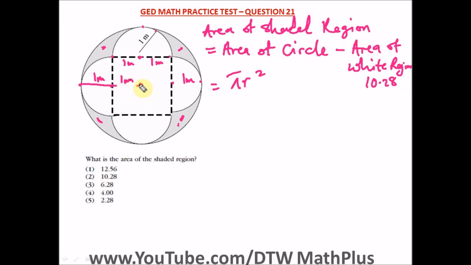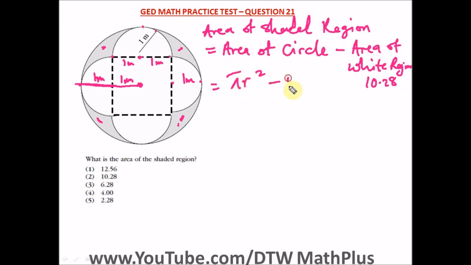1 meter. So our radius of this big circle, considering the big circle now, is from this point to what? This point, which is what? 1 meter plus 1 meter. And what is 1 meter plus 1 meter? That will give us what? 2. So here we have what?